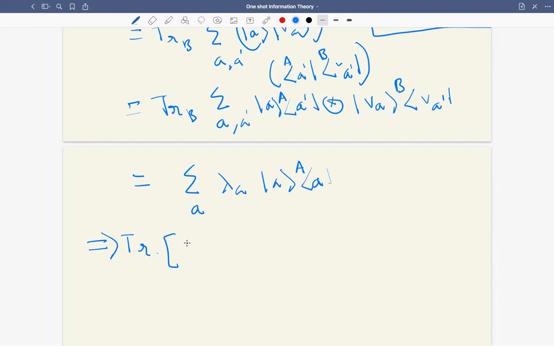when I do the trace, maybe I can put in one more step out here. Let me write it here. So this is the summation over A prime. I have this partial trace over B, right? So that just goes here, and I have the trace of this operator.